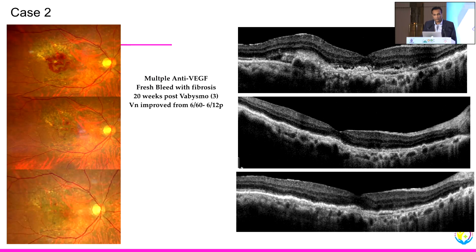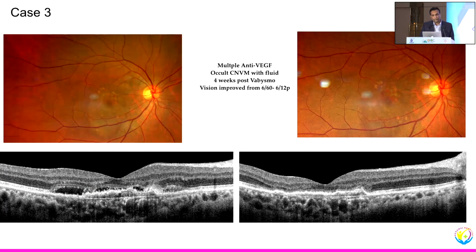This was a particular aggressive case of RAP, and multiple anti-VEGF injections were given. Fresh bleed was there with fibrosis. And this lady received 3 loading doses of Vabysmo. The vision improved to 6/12 parts. She came recently, 15 days back, and you can see the fluid is still not there. And you can see the serial OCTs also. And the patient is maintaining the vision 6/12 parts without a need of the 4th injection, even after 20 weeks.